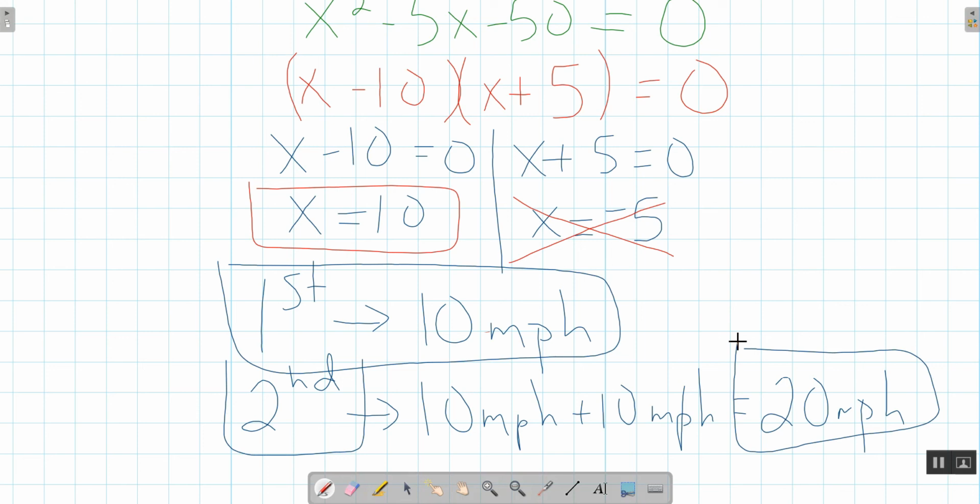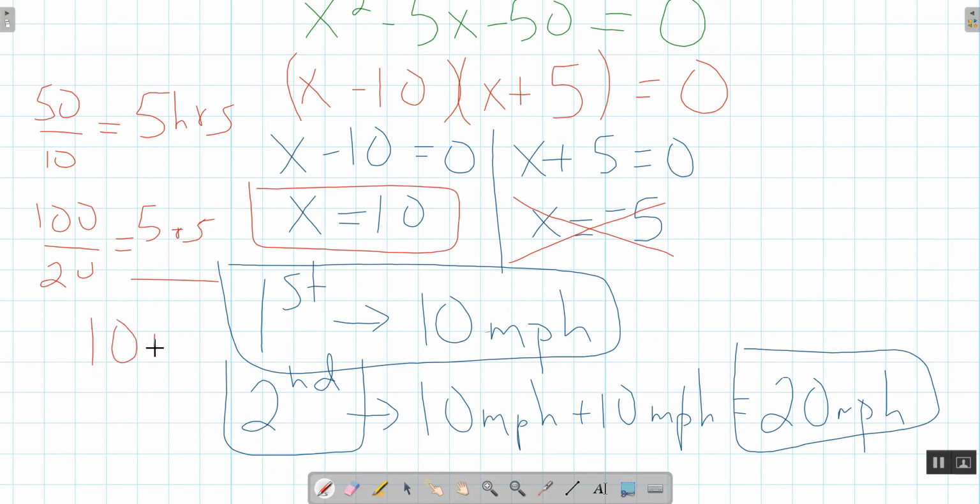And if you want to, we can do a quick check of that. So that means he's going 50 over 10 miles per hour. So the first leg takes him 5 hours. Then he does 100 over 20. Second leg, he does it also in 5 hours. 5 plus 5 is 10 hours. And we know that's how long it took him.